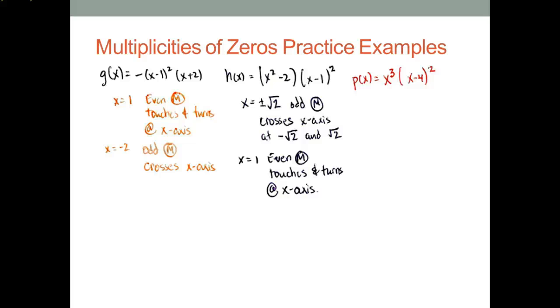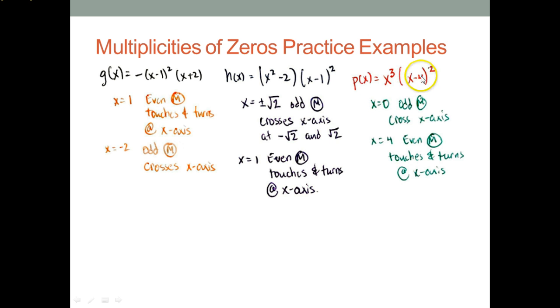So here's a final example, p of x, for multiplicities. So I have two terms, factors. I've got x equals 0 from the first one. It has an odd multiplicity because the exponent is 3, so it crosses the x-axis at x equals 0. If you look at the second term, putting a +4 in it will definitely yield us a 0. So it has an even multiplicity, and so it touches and turns at the x-axis.